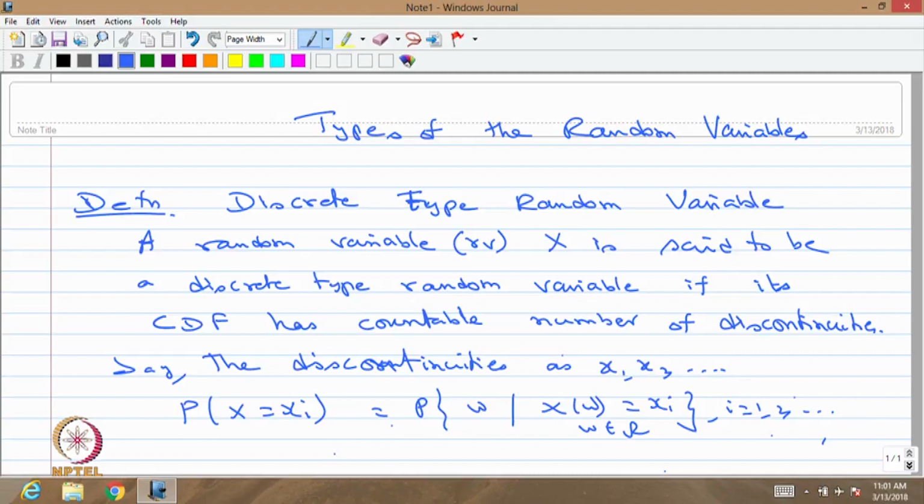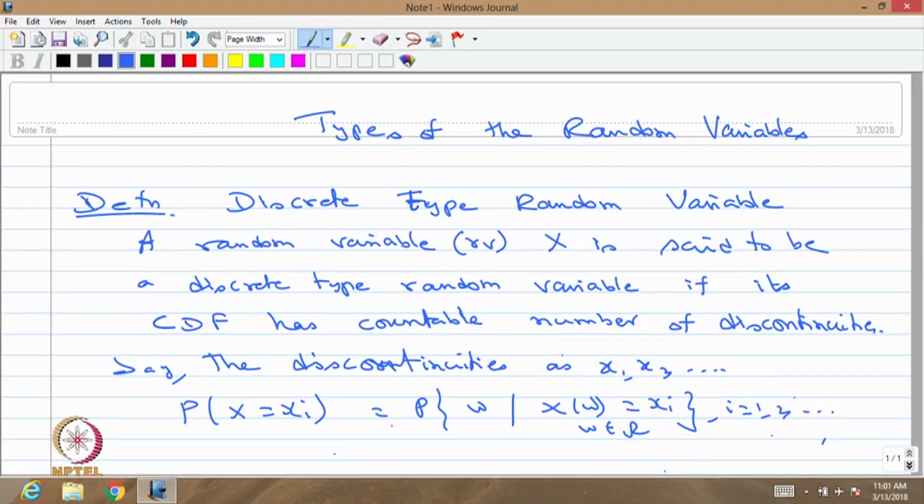You have a probability space omega, F, P, where P is a probability measure. So, the probability of X equal to small x is the probability of the collection of possible outcomes in which X of w gives the value xi. You collect those possible outcomes which give the value xi under the operation capital X. That is nothing but the event, so you find the probability of that event, which is the probability of X equal to xi.